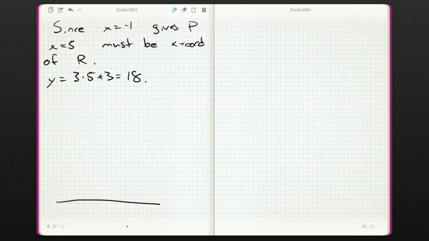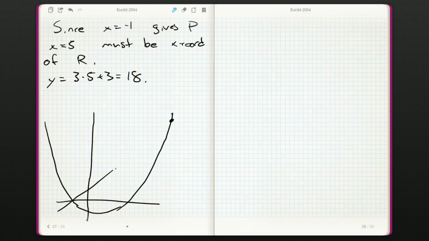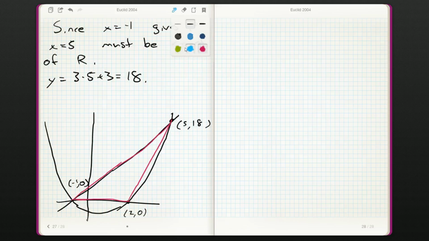So let's draw our picture again, but now we can go after that triangle. Parabola swoops down there, and then we have 5, 18 here, 2, 0 here, and minus 1, 0 here. Let's highlight our triangle. And to solve this, we can drop a perpendicular of height 18.